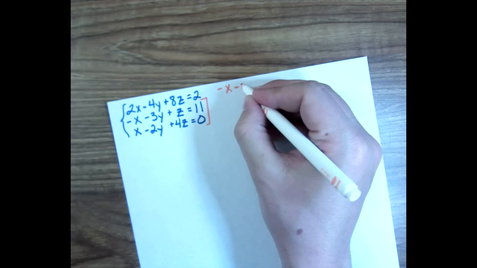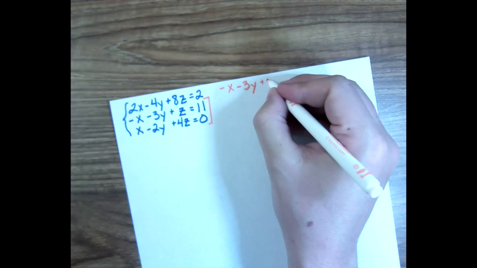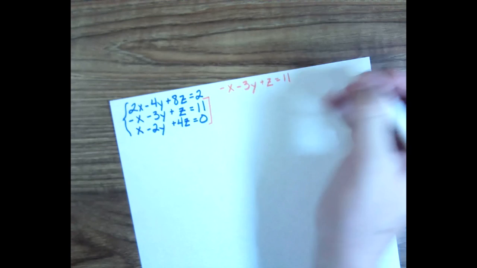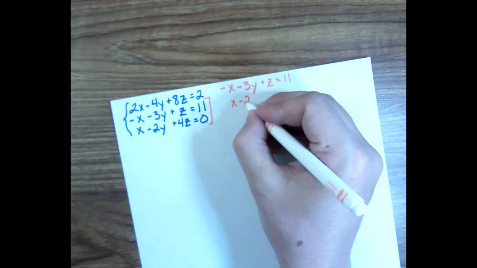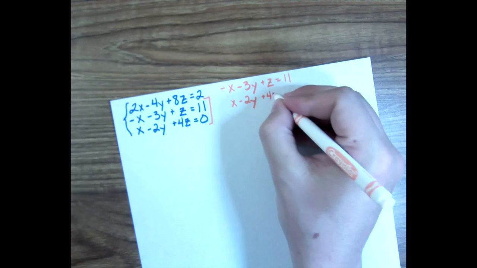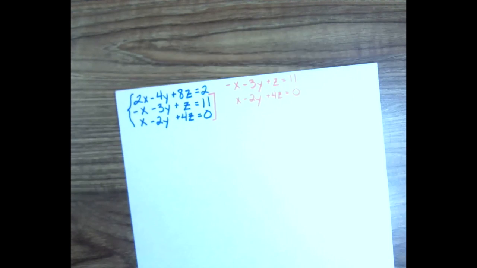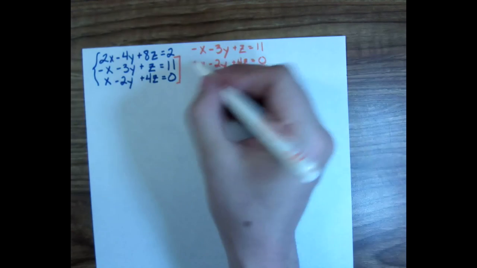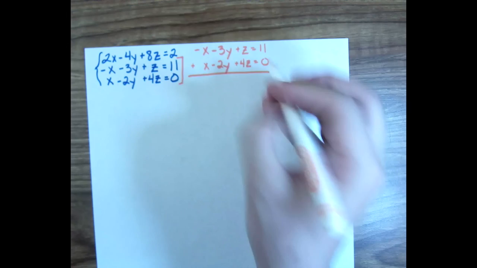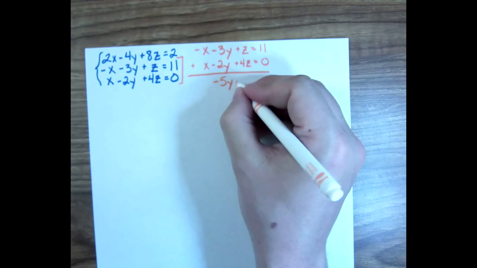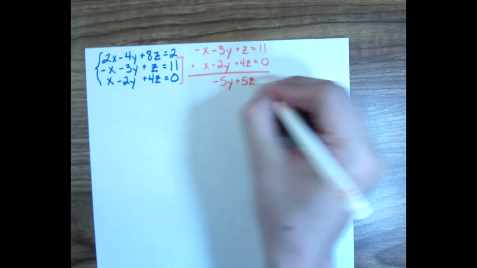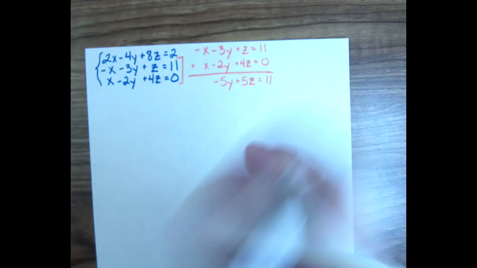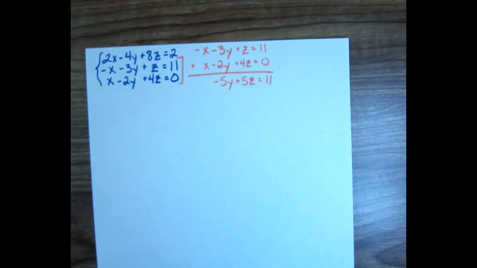Negative x minus 3y plus z equals 11. X minus 2y plus 4z equals 0. And that is a really good choice because when I add those two together, what goes away? The x's. Okay, so let's do that. So it'll be negative 5y plus 5z equals 11. Cool. That's a good starting place.